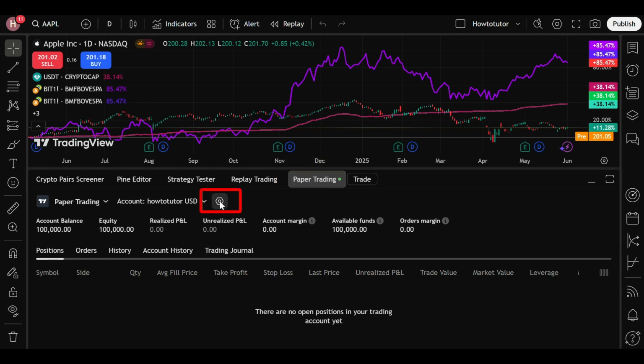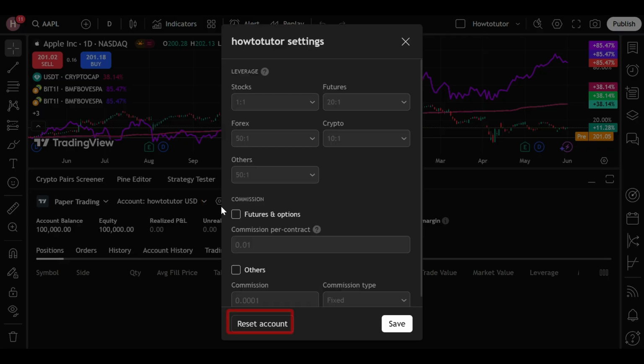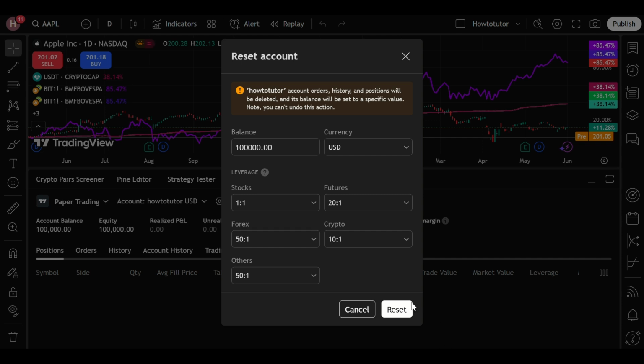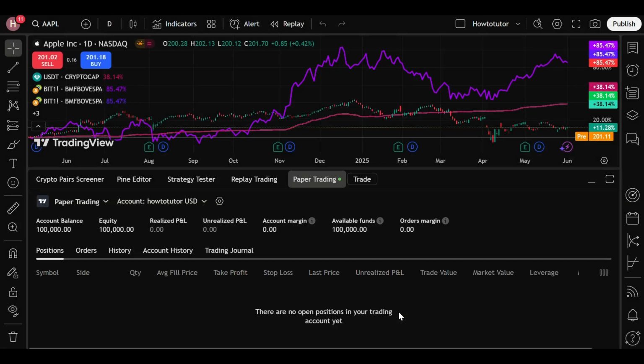After that, click the gear icon on the paper trading panel and from the menu that appears, choose Reset Account. Finally, confirm the action by clicking Reset. Your paper trading account will now be refreshed with the default balance. And that's how you can reset your paper trading account in TradingView and start fresh.